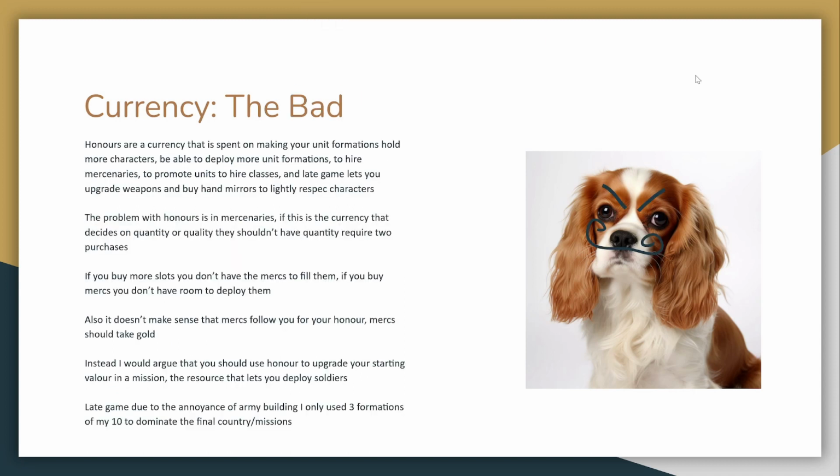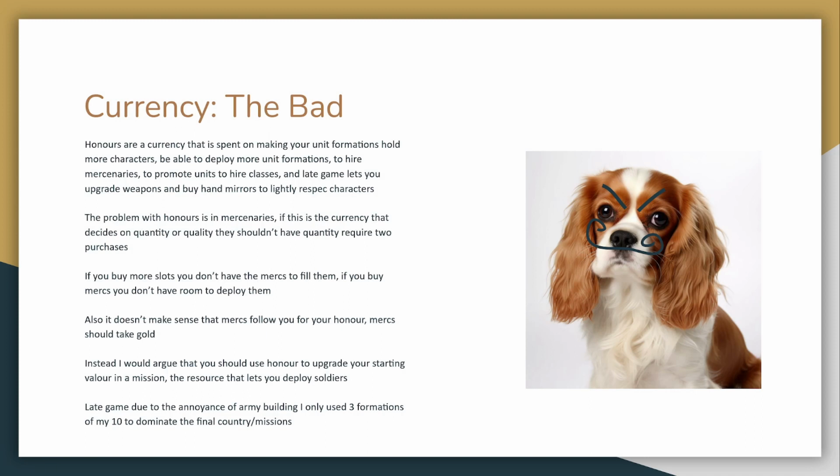Now let's talk about the bad currency. Honor. So honors are a currency that is spent to make your formations hold more characters, be able to deploy more formations. It hires mercenaries, it promotes your units to higher classes, and late game, it lets you upgrade your weapons and buy hand mirrors to lightly respec characters. And when I say lightly, I mean lightly.